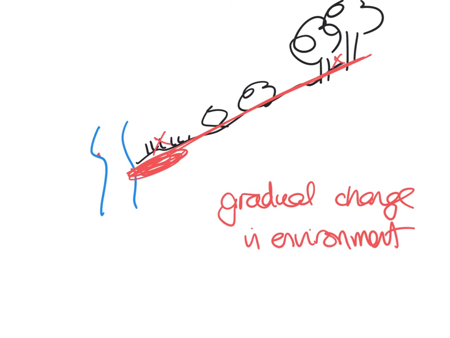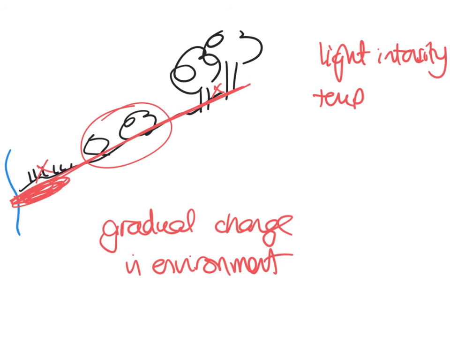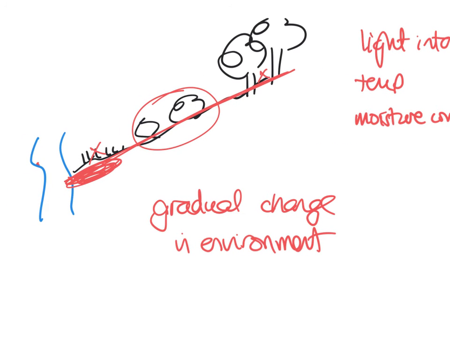So at the top here, we've got trees. At the bottom, we don't have trees. We just seem to have grass. You might have some bushes in the middle there. But you've got differences in light intensity. It might be cooler underneath the trees because you're in the shade. So the temperature might change. You might have different moisture content of the soil. It might be drier at the top, wetter down at the bottom of the slope.